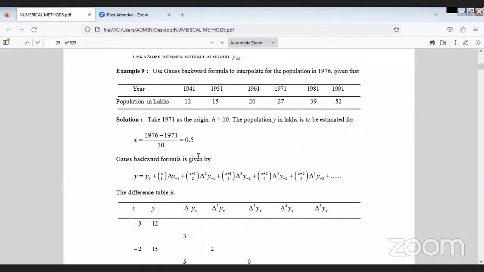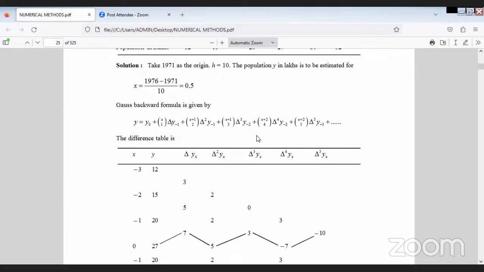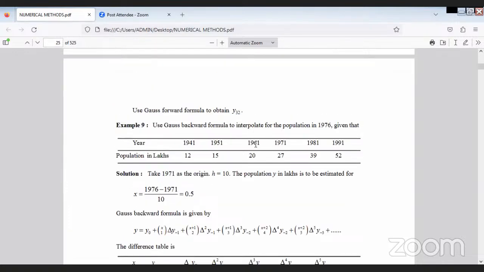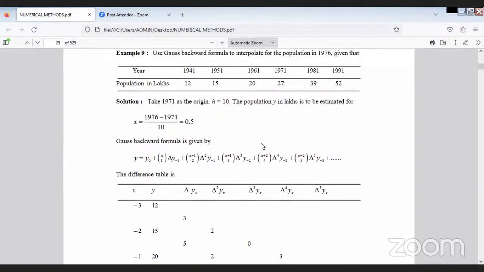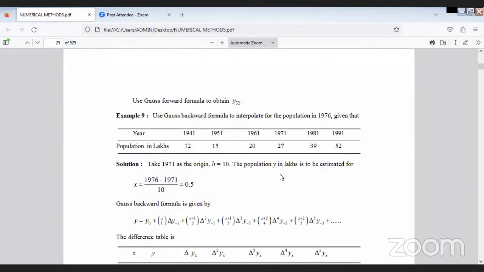1976, 1971. It is the 76, 86, 71. That is 5 by 10. 5 by 10 means 5. From what is the values they have written here? The origin is I'm taking 336. So they have taken as origin 1927. That is 1971. They were taking the origin here.